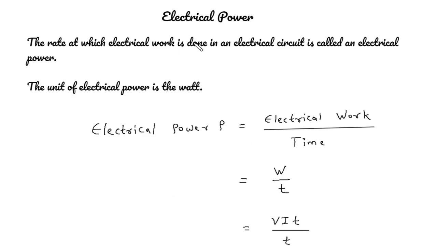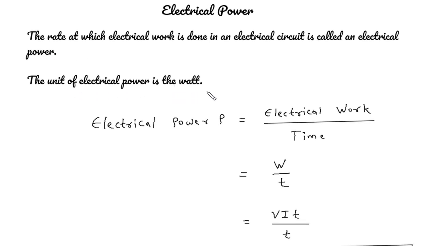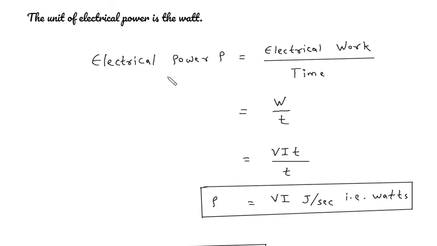Electrical power. The rate at which electrical work is done in an electrical circuit is called electrical power. The unit of electrical power is the watt. The formula for electrical power is P equals electrical work upon time. Electrical work is represented by capital W, time is represented by small t, where the unit of electrical work is joules, and the unit of time is second.